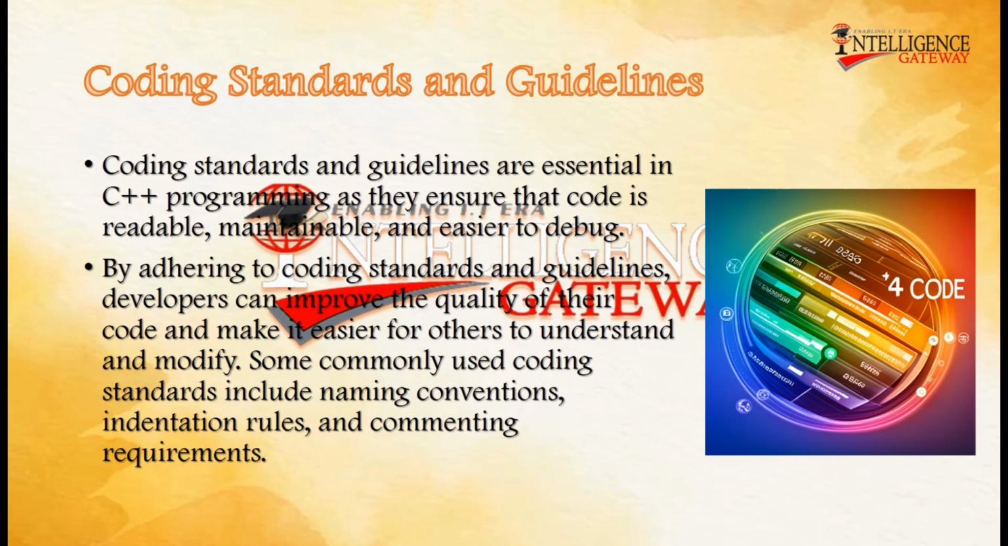Coding standards and guidelines. Coding standards and guidelines are essential in C++ programming as they ensure that code is readable, maintainable, and easier to debug. By adhering to coding standards and guidelines, developers can improve the quality of their code and make it easier for others to understand and modify. Some commonly used coding standards include naming conventions, indentation rules, and commenting requirements.